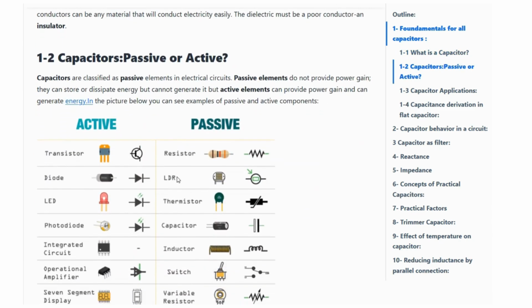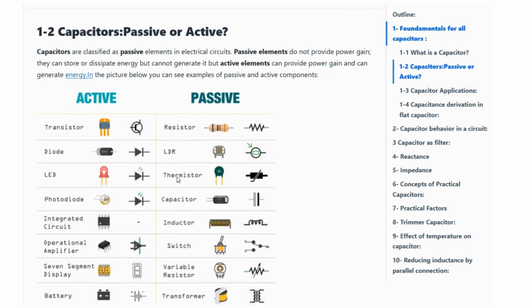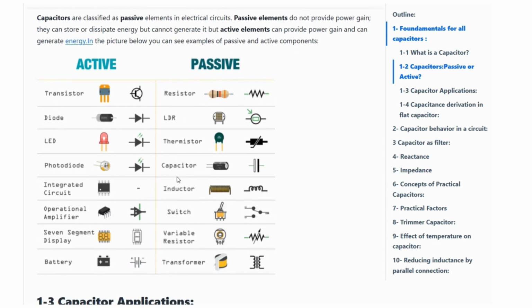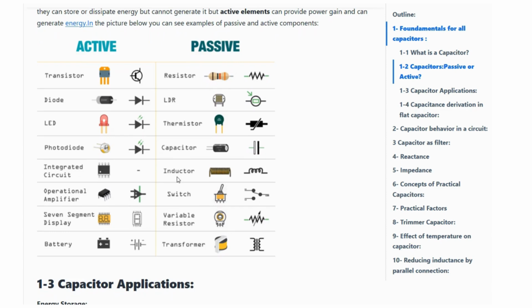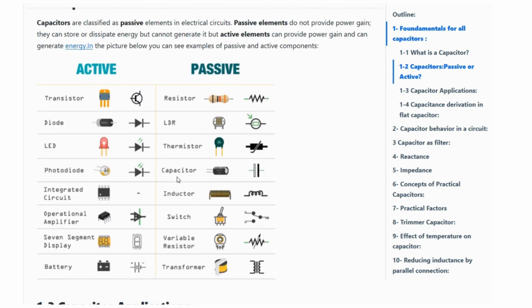Let's find out more about capacitors. Are they passive or active elements? A passive element is an element that does not provide power gain. They can store or dissipate energy, but cannot generate it. In contrast, an active element can provide power gain and can generate energy.